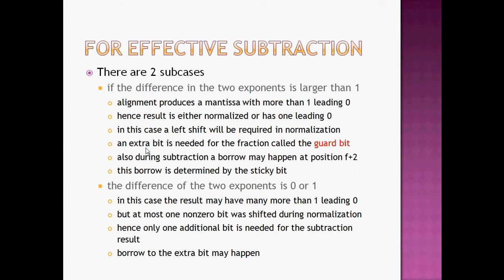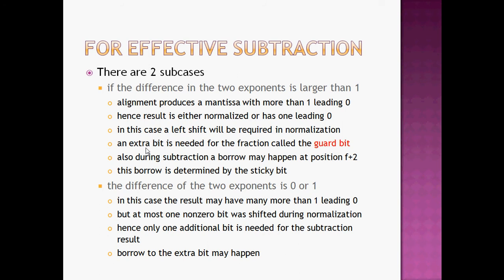Now for an effective subtraction, we should follow these steps. There are two subcases. If the difference in the two exponents is larger than 1, alignment produces a mantissa with more than 1 leading 0. Hence, the result is either normalized or has 1 leading 0. In this case, a left shift will be required in normalization. An extra bit is needed for the fraction called the guard bit. Also, during subtraction, a borrow may happen at position f plus 2. This borrow is determined by the sticky bit.